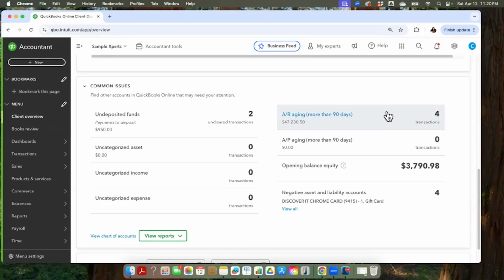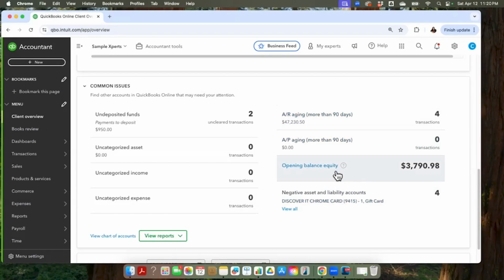Okay, accounts receivable is going to show you if you have anything older than 90 days. And if it is older than 90 days, you want to open it up and make sure that this is really outstanding. If it's not, then you want to fix it. How do you fix it? If you are accrual basis, you can write it off as a bad debt, or if you are cash basis, you can delete or zero out the invoice.